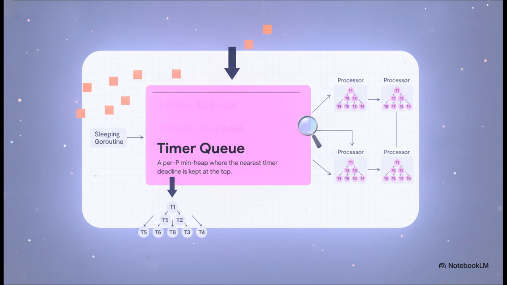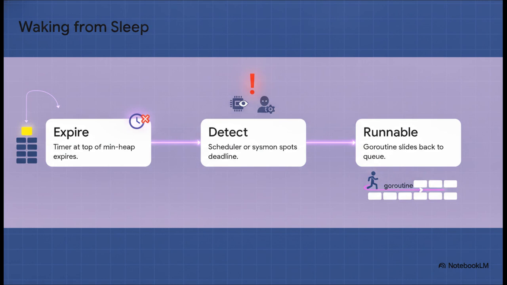Now look closely at how this is structured. It's not one giant global list. It is a per-processor min-heap data structure. By keeping it per processor, Go avoids expensive global locks. And by using a min-heap, the timer with the absolute nearest deadline is always kept right at the very top, making it incredibly fast for the system to check. Because it's so efficient, the thread just goes on to execute other work.